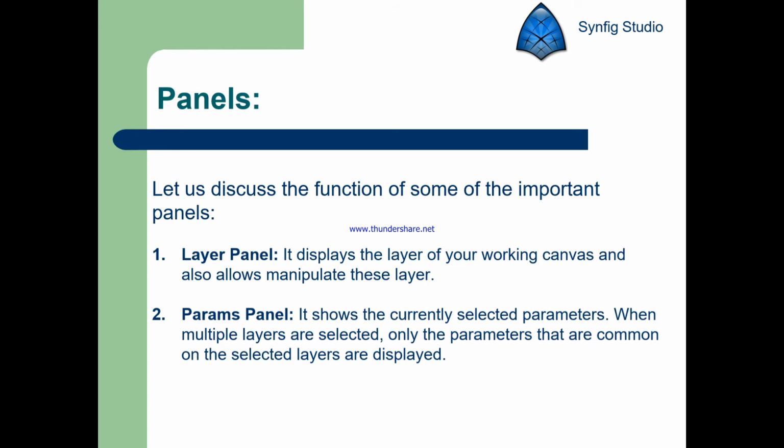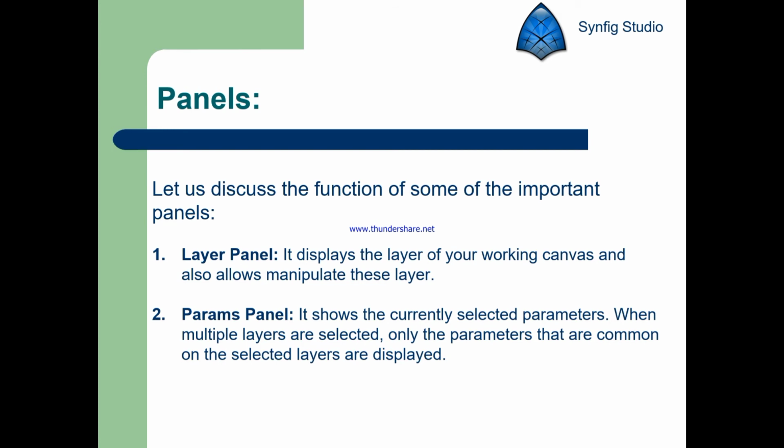Then we have the second, the params panel. This params panel shows the currently selected layer's parameters. Whatever parameters you select: size, width, height, rotation, 360, 180. All these types of parameters of your object will be seen in the params panel. When multiple layers are selected, only the parameters that are common in the selected layers are displayed.